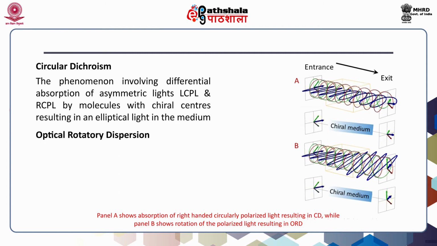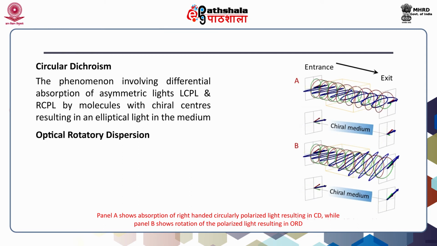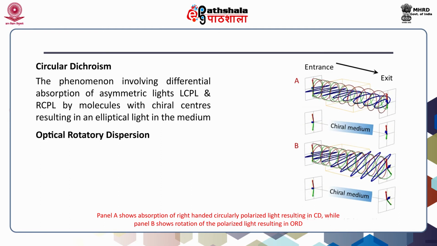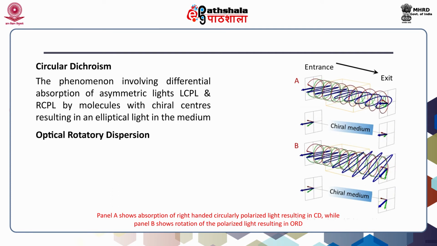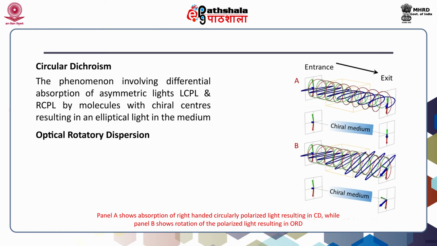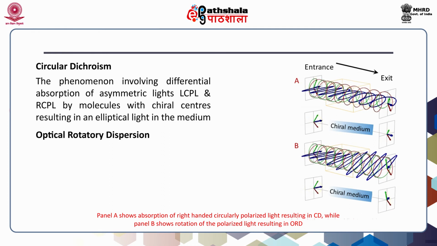So what is the meaning of this? Let's see the animation in panel A, on the top. You can see two electric vectors rotating in opposite directions. The electric vector shown in green color is rotating in clockwise direction. It is known as right-handed circularly polarized light or RCPL. The other one shown in red color is left circularly polarized light rotating in anti-clockwise direction. We shall discuss the polarized light in greater detail after a while.